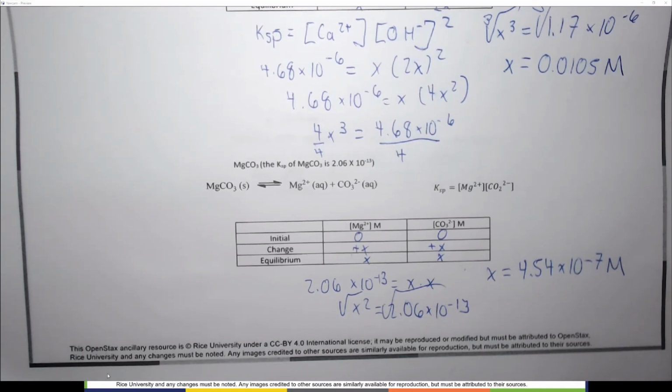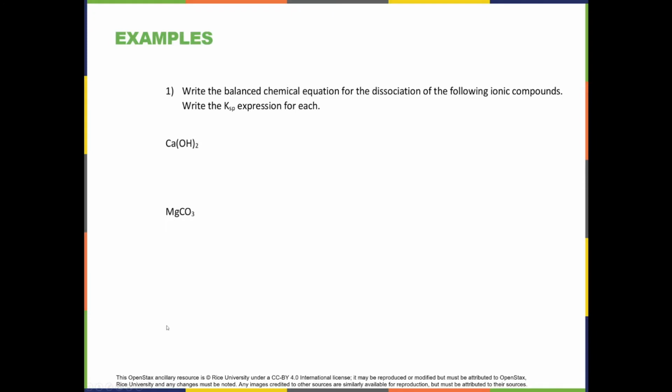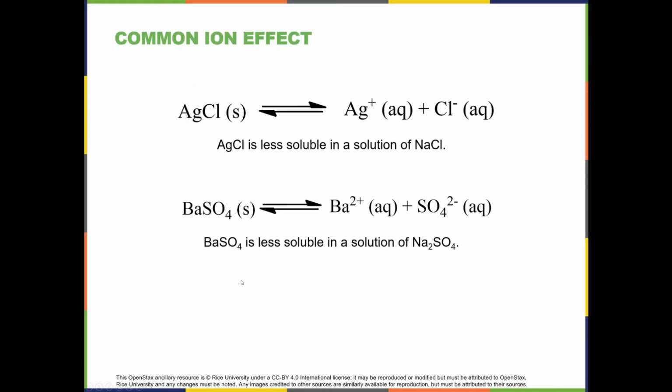There's one last thing that we need to do in these 3 equilibrium chapters, and this is the common ion effect. Okay? The common ion effect is what happens to the solubility if we add a common ion. And this goes back to Le Chatelier's principle, but in the next examples, there's 2 of them, we will actually put some numbers to this as well.